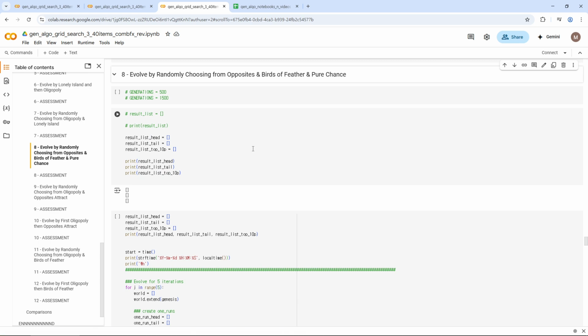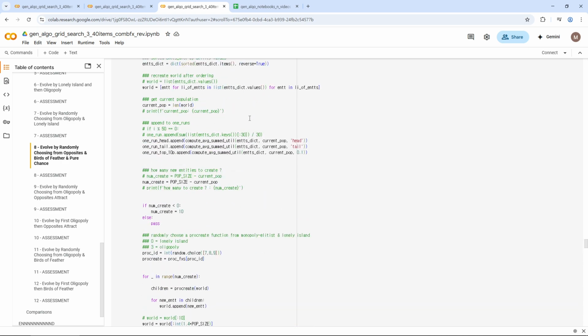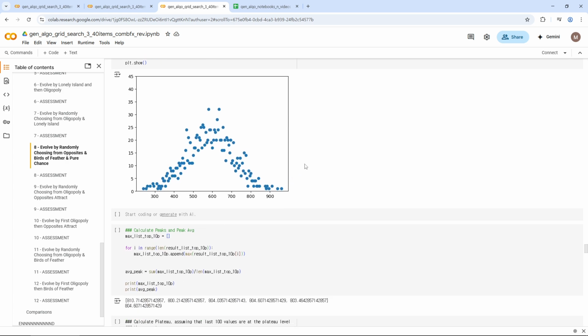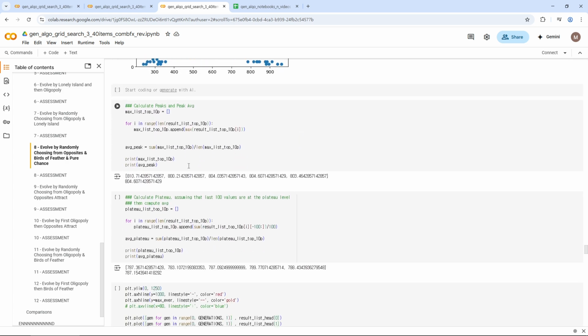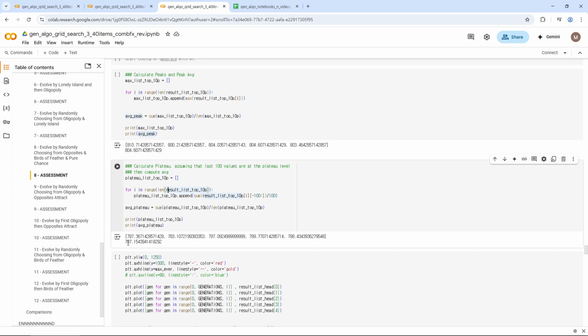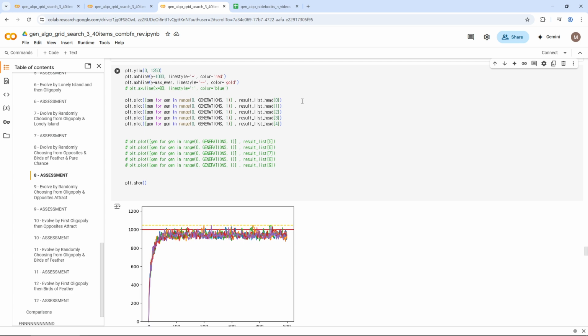Wait, I missed this one. I missed step 8. Step 8 is where we evolve by randomly choosing from opposites, birds of a feather, and pure chance. I did this just for fun, and this is what happened. Very nice bell curve. Not necessarily a good thing. Average peak is at 804, and average plateau is at 787. And here are the results for the heads.